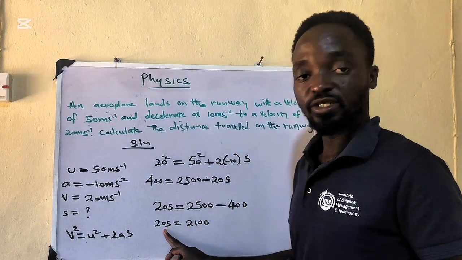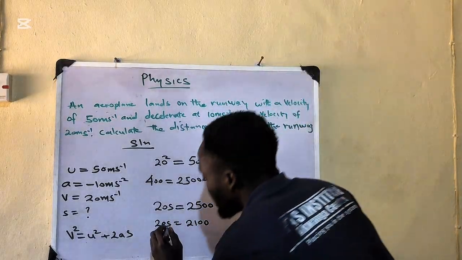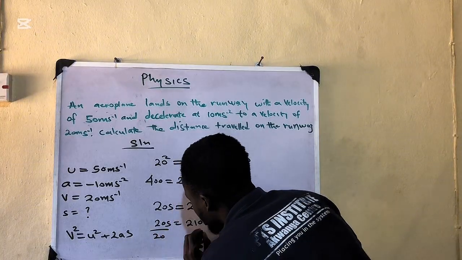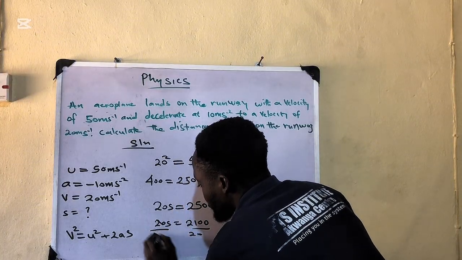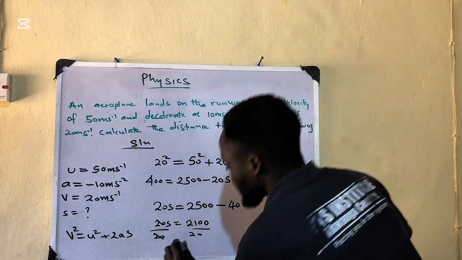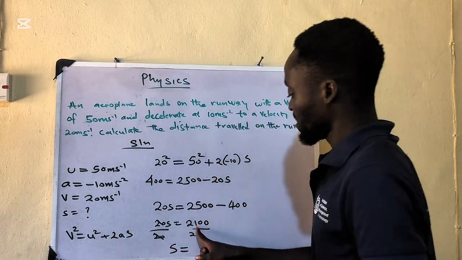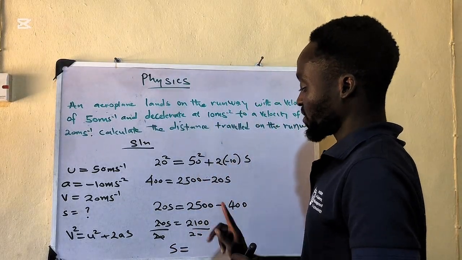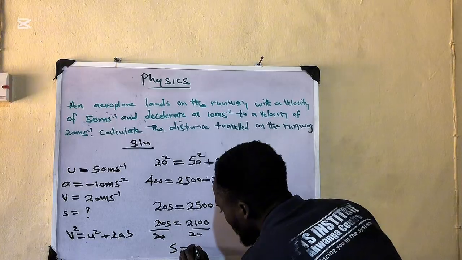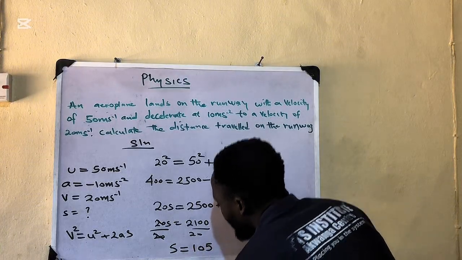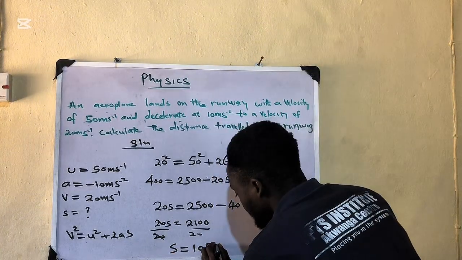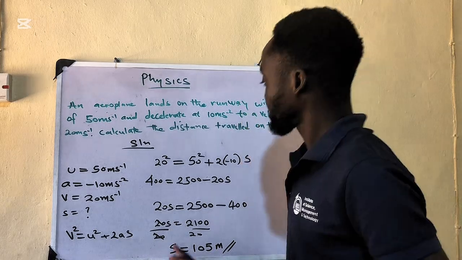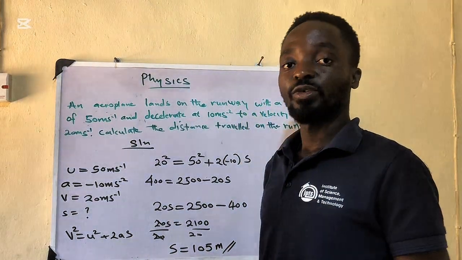So if I want to make s the subject, I divide both sides by 20. So 20 cancels 20, and we're going to have that s is equal to 2,100 divided by 20, which is 105, and the unit of distance is meters. So this is the distance that this aeroplane traveled on the runway. Is that clear?